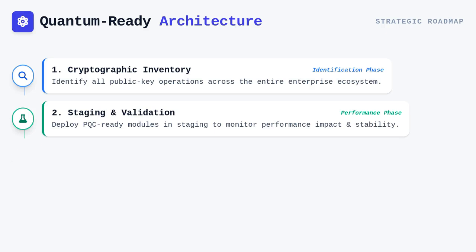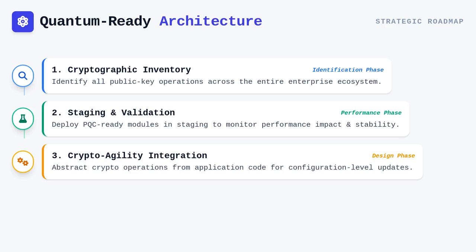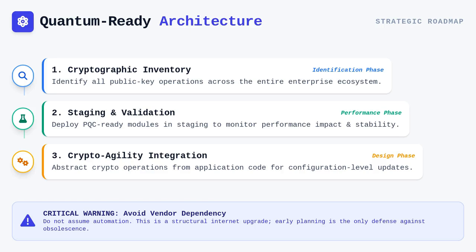Instead, prepare your team by incorporating crypto agility into your system design principles. This involves abstracting cryptographic operations away from the application code, which allows you to update algorithms at a configuration level as standard bodies publish new guidance. We are effectively preparing for a structural upgrade to the internet, and early planning is the only reliable defense against the inevitable obsolescence of our current security assets.